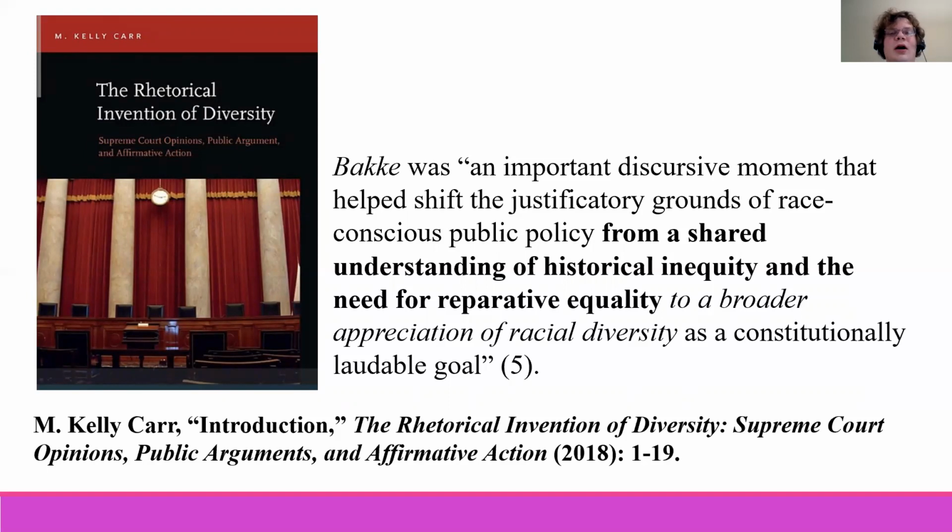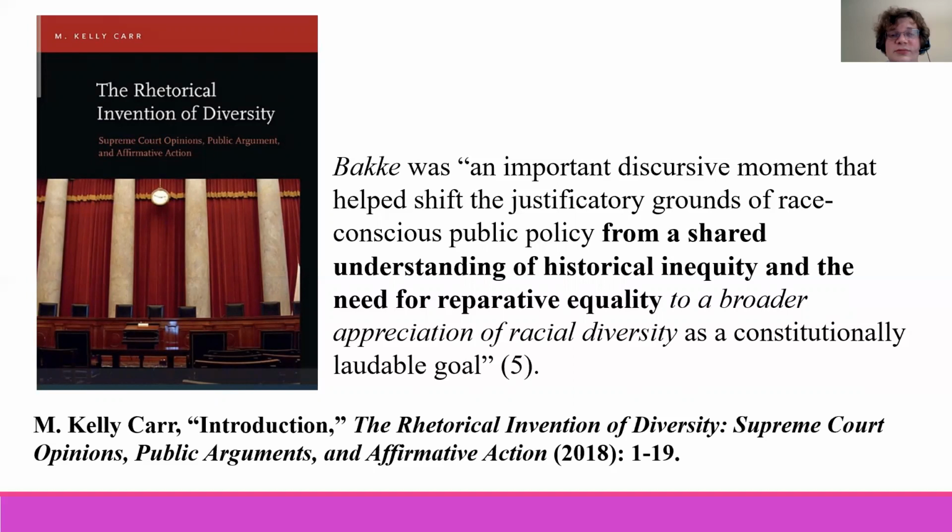And so Carr's analysis really highlights how in Supreme Court cases about affirmative action, the language of diversity was used in opposition to the language of equality, or analysis based off of historical inequality. And so one of the key quotes from this reading is that the Supreme Court case of Bakke was an important discursive moment that helped shift the justificatory grounds of race-conscious public policy from a shared understanding of historical inequity and the need for reparative equality to a broader appreciation of racial diversity as a constitutionally laudable goal.